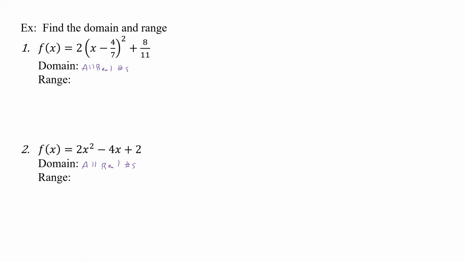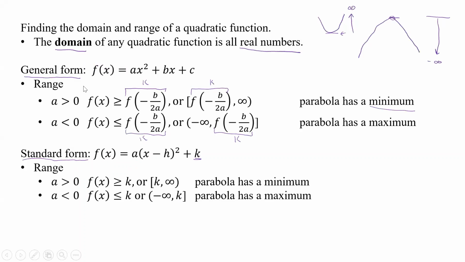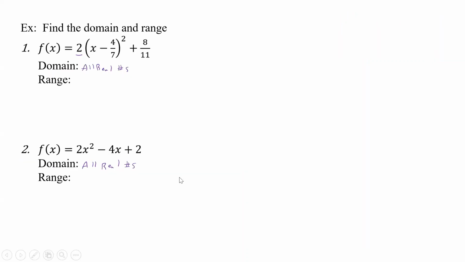All right, so what do we have here? Well, remember, here we have a is 2, and if we need to, we can go back in to say, oh, a is 2, that's greater than 0, so it's a minimum. So I'm going to go from whatever k is up to positive infinity. Okay, well, what is k? Well, k is 8/11ths. So I'm going to go from 8/11ths up to positive infinity, and that's going to be my range. So this is the easy one because k is already given to you.